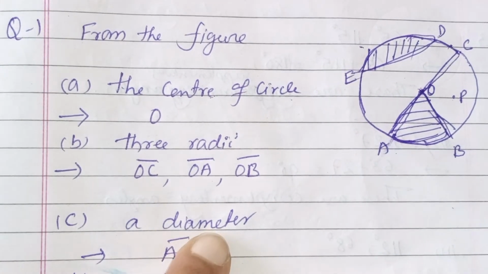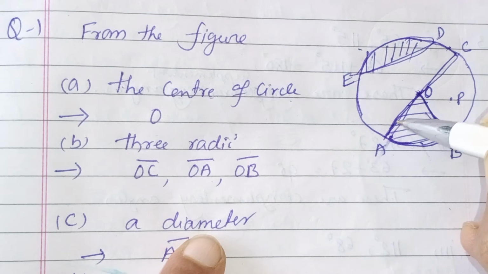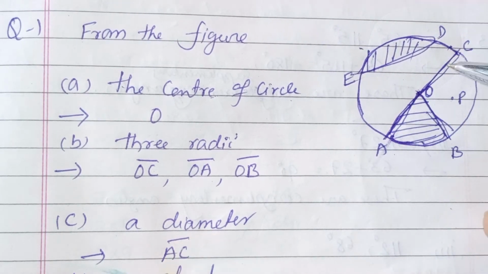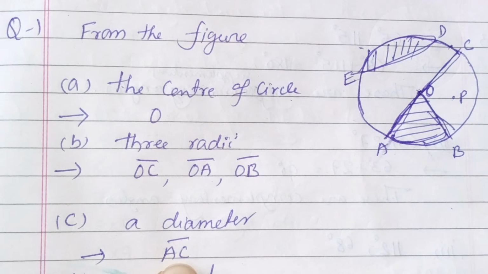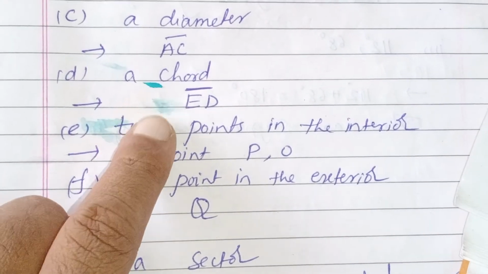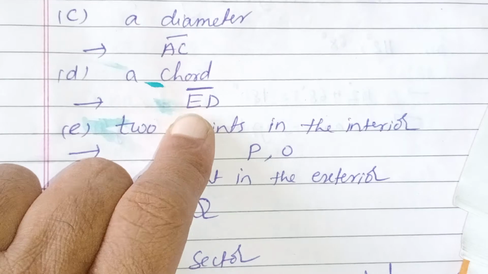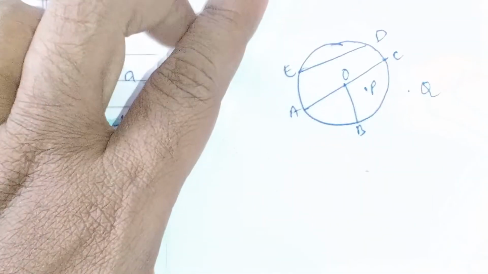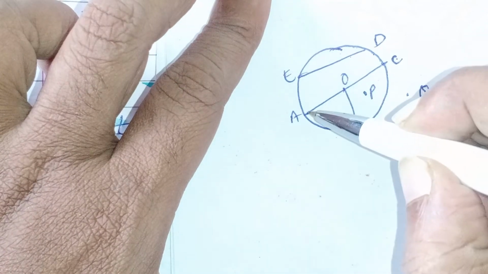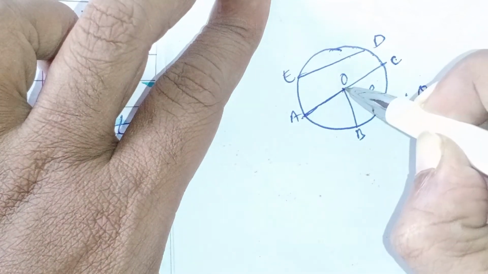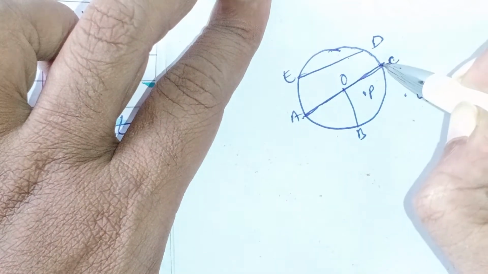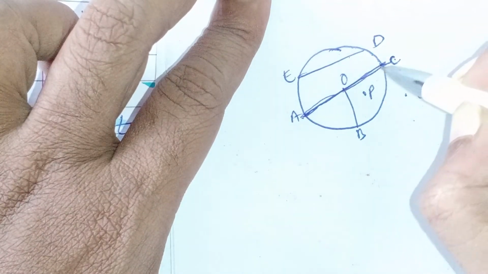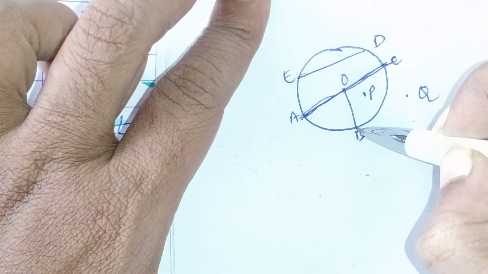Next one is diameter. A line segment passing from the center of the circle. Center से जाना चाहिए. So AC is the diameter. See student, now a chord. We have to represent a chord. See, this is the figure. So from this figure I explain you, this is the diameter because it is passing from the center, and OA is the radius, and OC is the radius, OB is the radius.